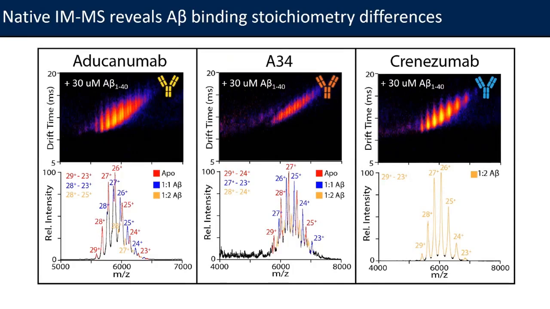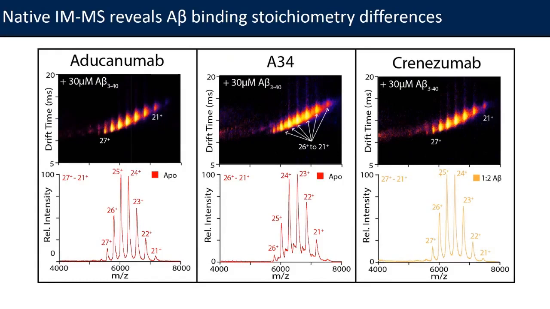We challenge this with A-beta 1 through 40 at 30 micromolar. We see that we can observe direct binding of A-beta to the antibody, and we observe that by mass shifts associated with the antibody cluster we were tracking here. For aducanumab, we can see both 1-to-1 and 1-to-2 stoichiometries. For A34, we can see 1-to-1 and 1-to-2 stoichiometries as well. But for crenezumab, we observe exclusively a 1-to-2 stoichiometry.